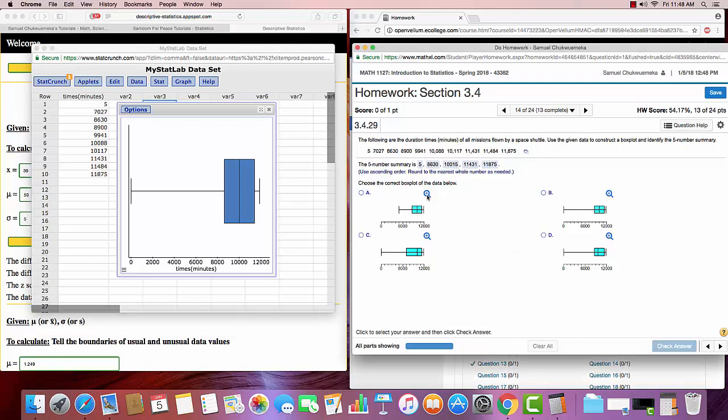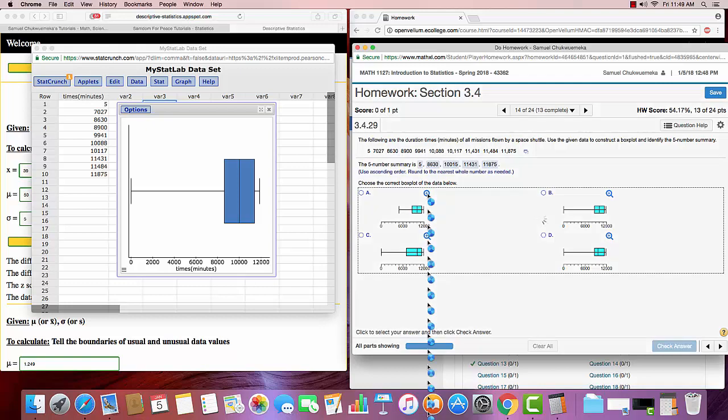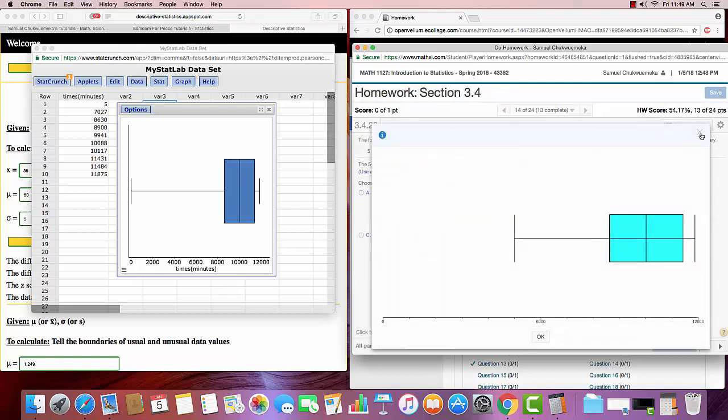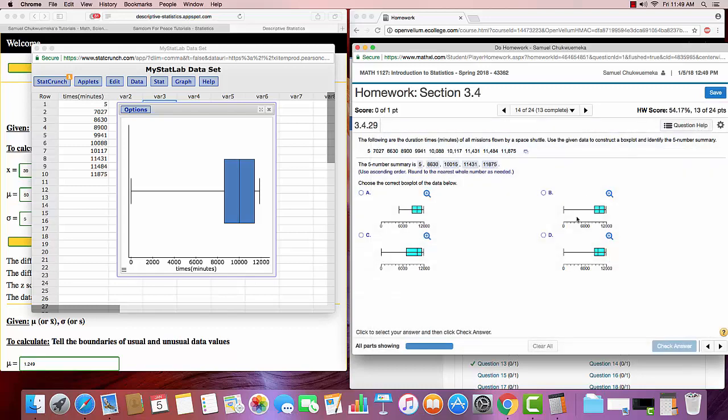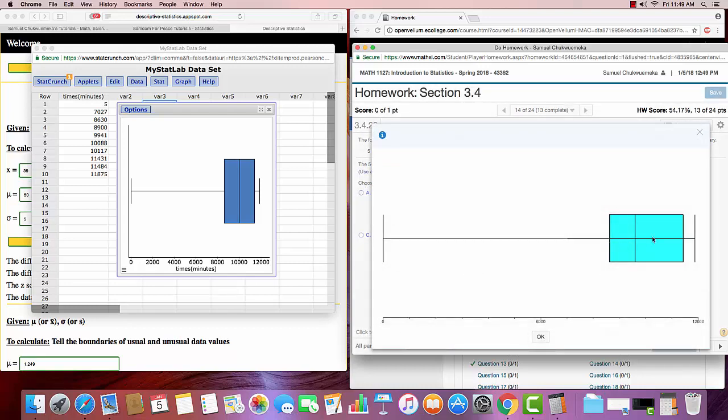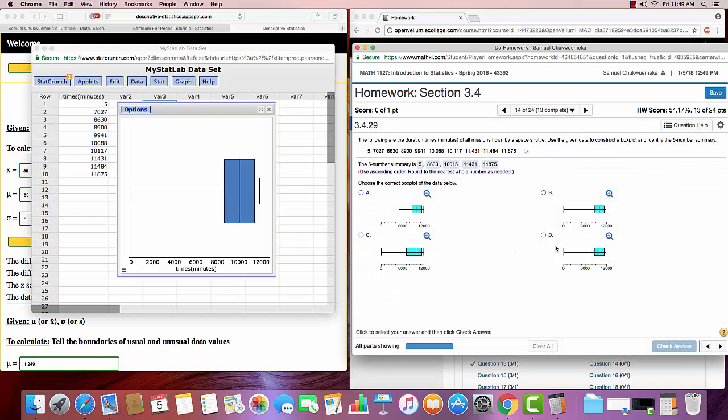You can always maximize, expand this to see it clearly. You can always do that by clicking this expand button, the plus icon. But I can see this clearly right now. I'm gonna start by elimination. Let's start with the minimum. If you point your mouse here, the minimum is 5.